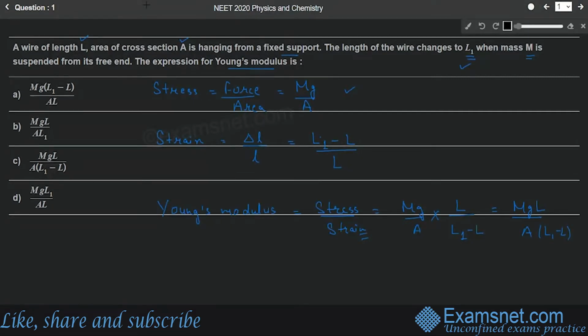So out of the given options, which is the correct option? Option C is the correct answer.